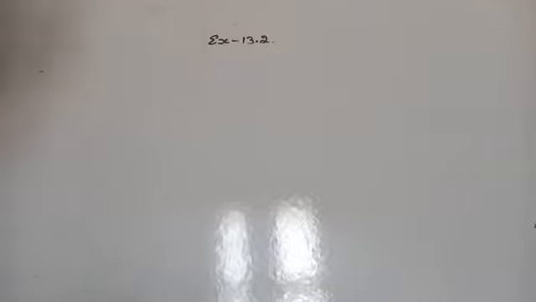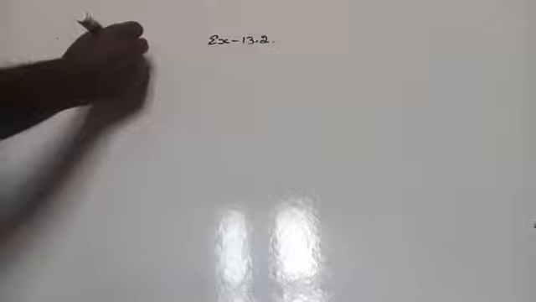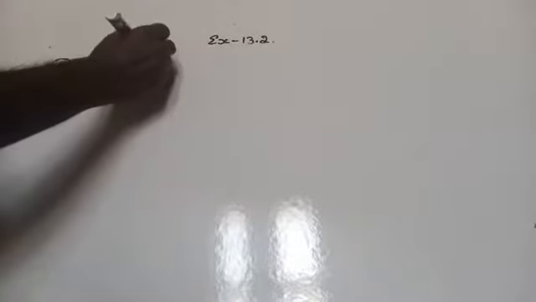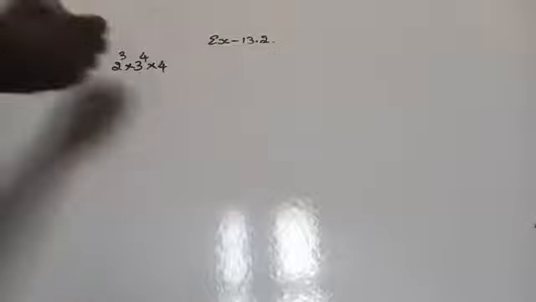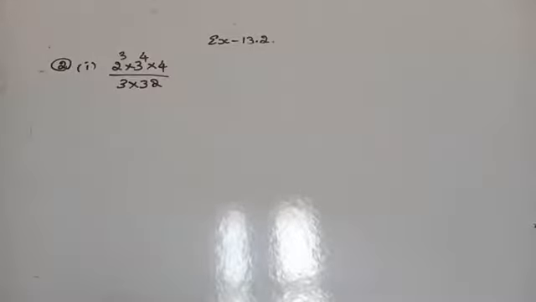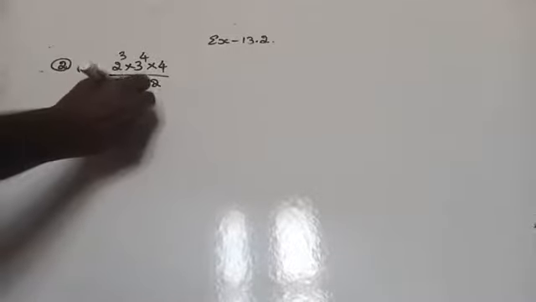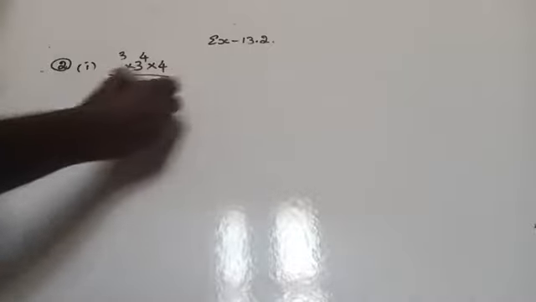Now look at the first part: 2 to the power 3 into 3 to the power 4 into 4 divided by 3 into 32. So 2 power 3 into 3 power 4, into 4. 4 can be written as 2 into 2, that means 2 to the power 2.